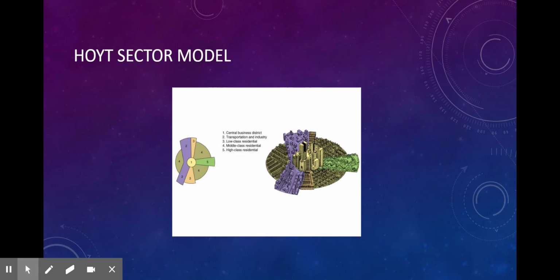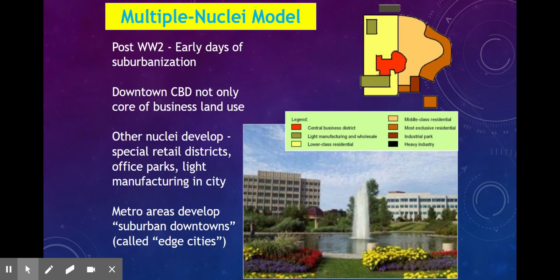So here we see a 3D version of it, and we're going to keep it moving on to the multiple nuclei model. I always kind of lump the first two models together. I think they are pretty similar. The second model is just sort of an updated version of the first model with wedges, because the cities started to take different shapes.